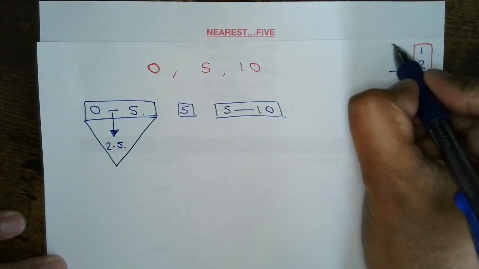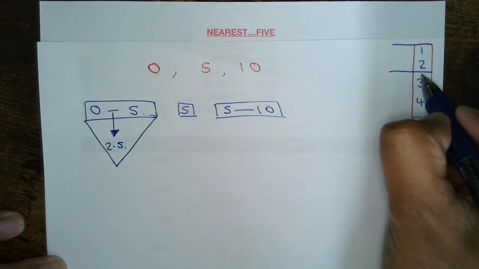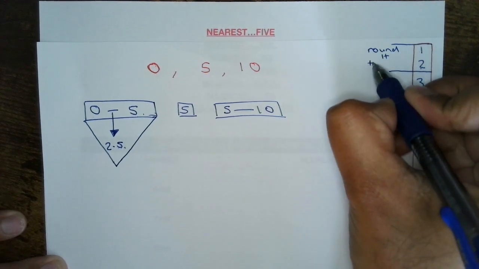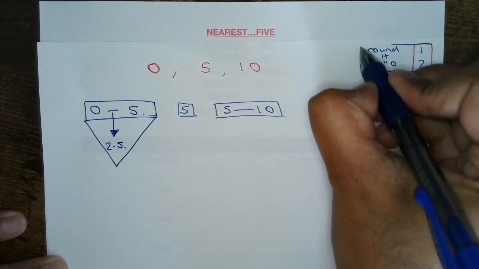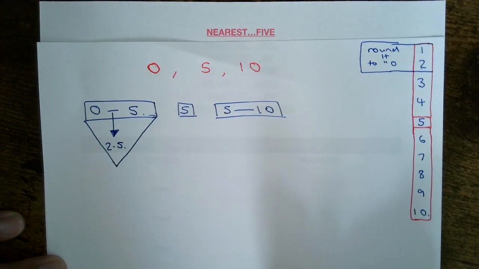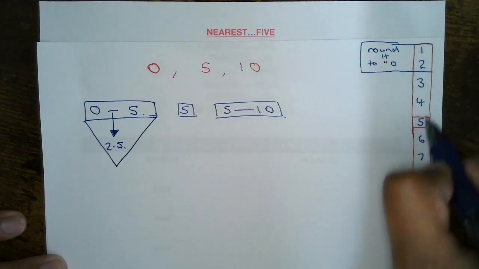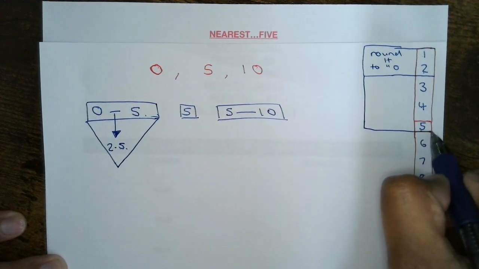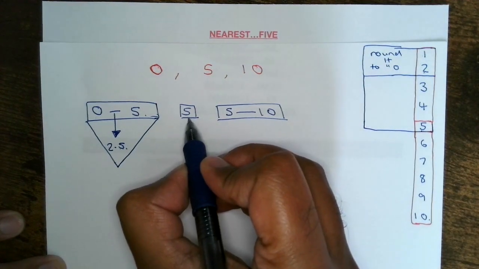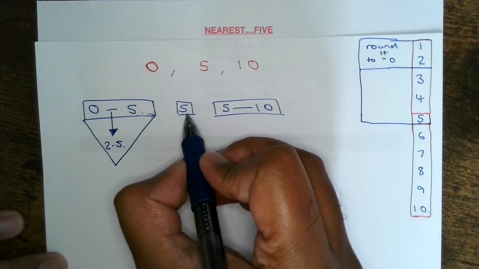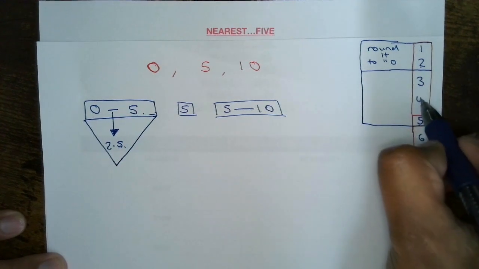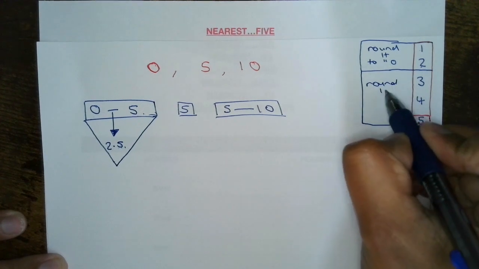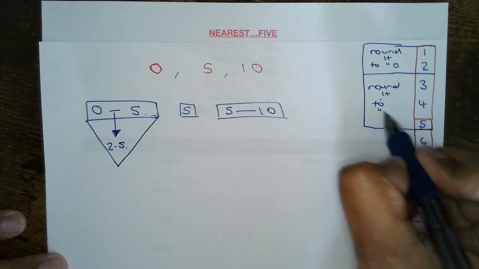I'll just draw a box for you here. If it's 1 or a 2, you're going to round it to the number 0. Okay? If it's the number 3, 4 or 5, because 5 rounded to the nearest 5 is just 5, you can't move 5 anywhere else. So if it's a 3, 4 or a 5, we're going to round it to the number 5.